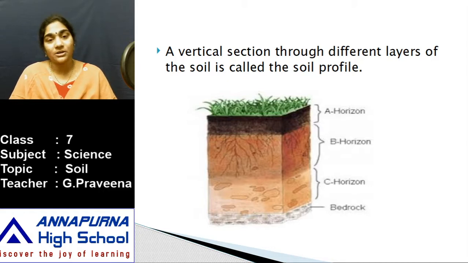Below the A horizon is the B horizon, which is also called the middle layer. Here you can find that it is very tightly packed and somewhat hard. It contains a lesser amount of humus, but it contains more minerals. So this layer is called the B horizon, or the middle layer.